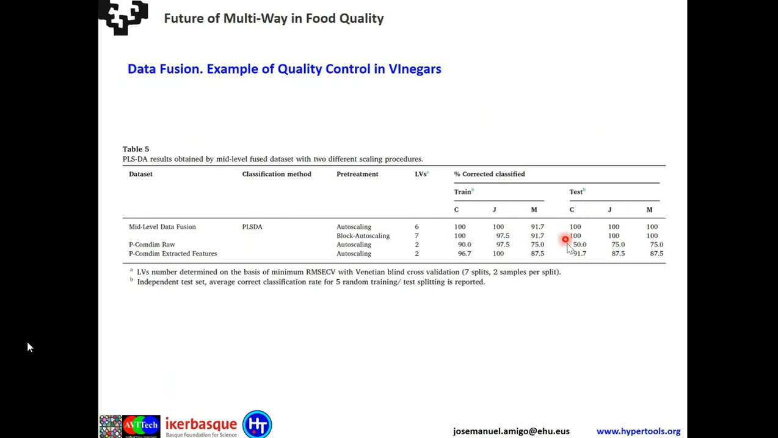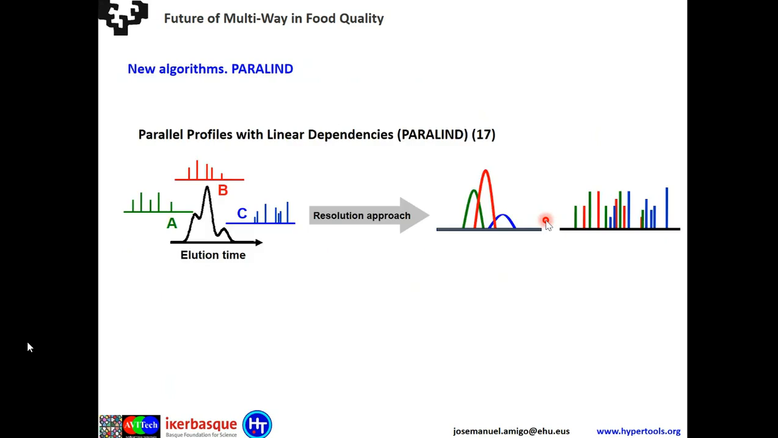Here we are in the test. Here it improved quite a lot from the classifications done with the individual data sets. Okay, and a glimpse of how this is evolving. Of course, nowadays there are more and more algorithms in the literature. I especially like one of them, that is PARALIND, parallel profiles with linear dependencies.